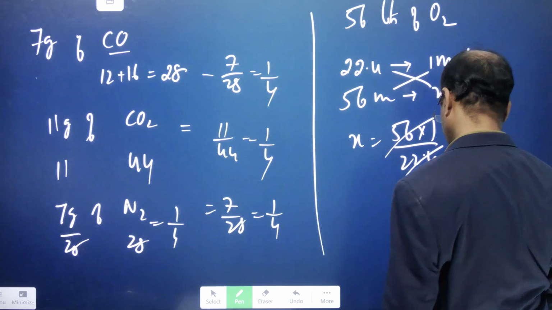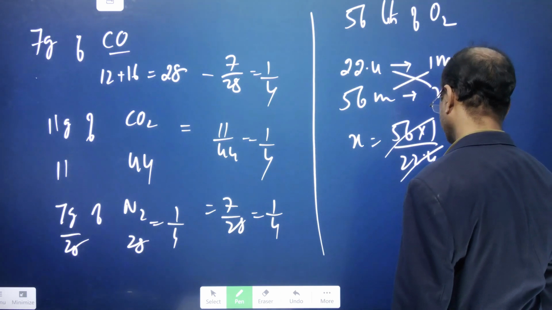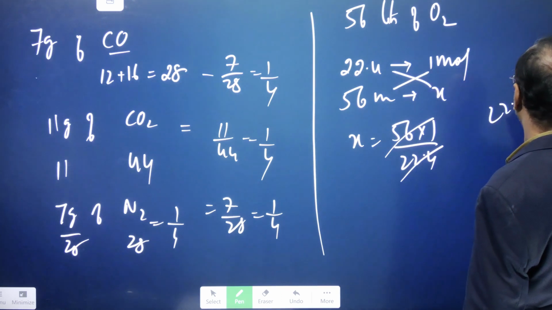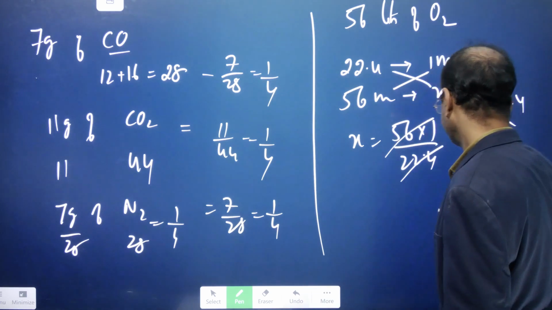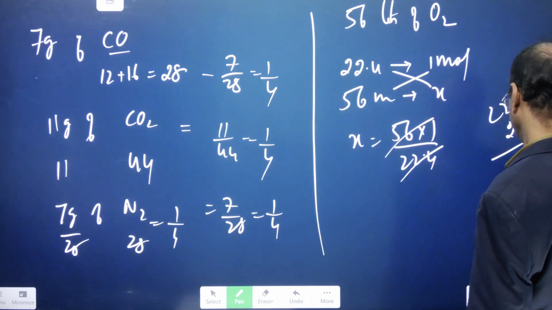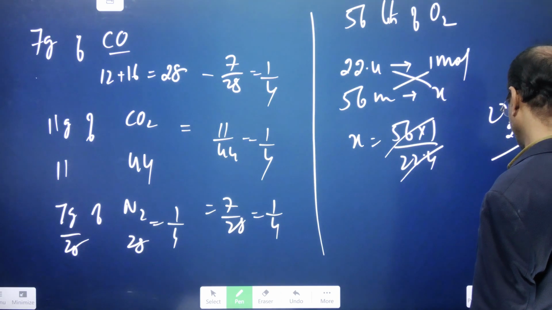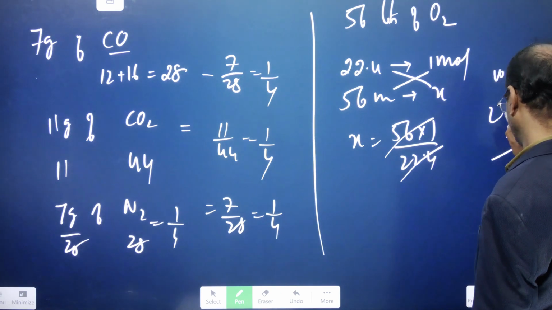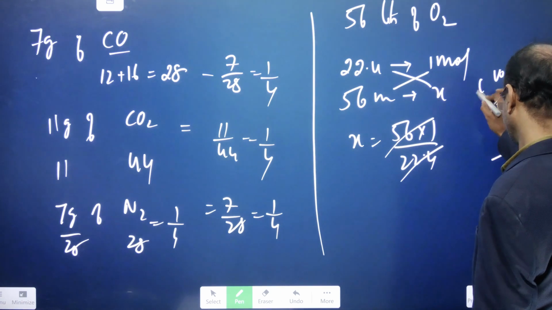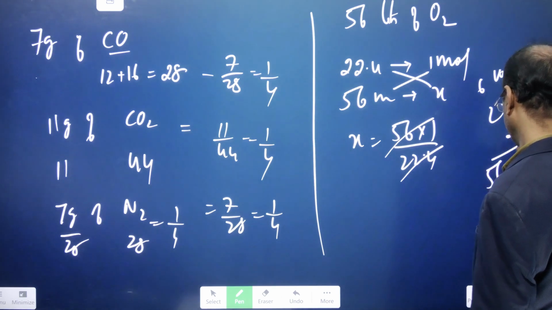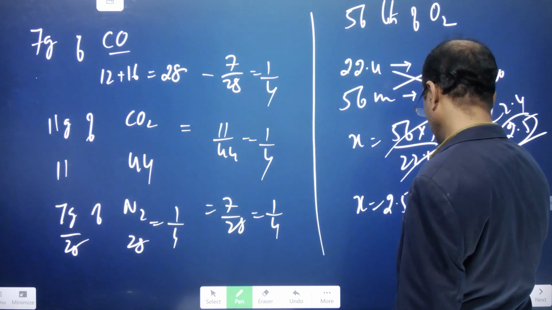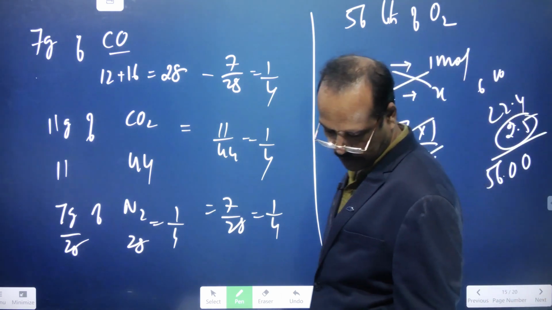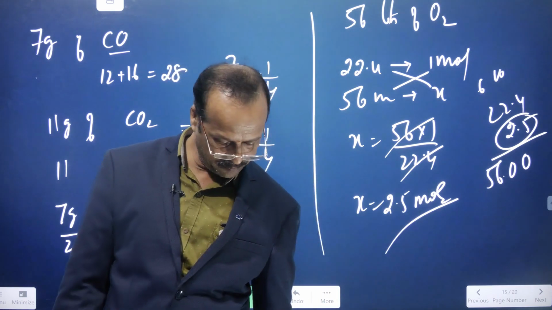So if you cancel, how much will you get? 22.4 into 2.5, if you do, 25 4s are 100, 25 2s are 50 plus 10, 60, plus 56. Yes, I am getting 56, so 2.5 moles. Okay, once you check the answer, 2.5, yes, 2.5 is the right answer.